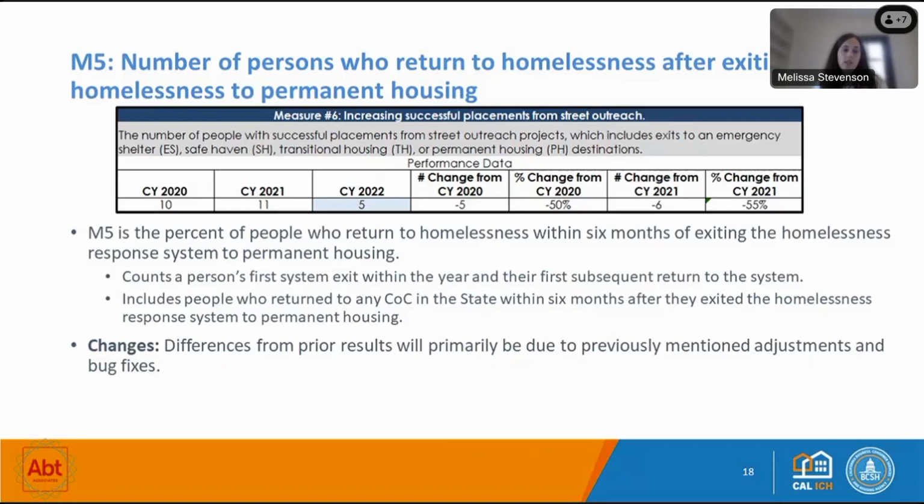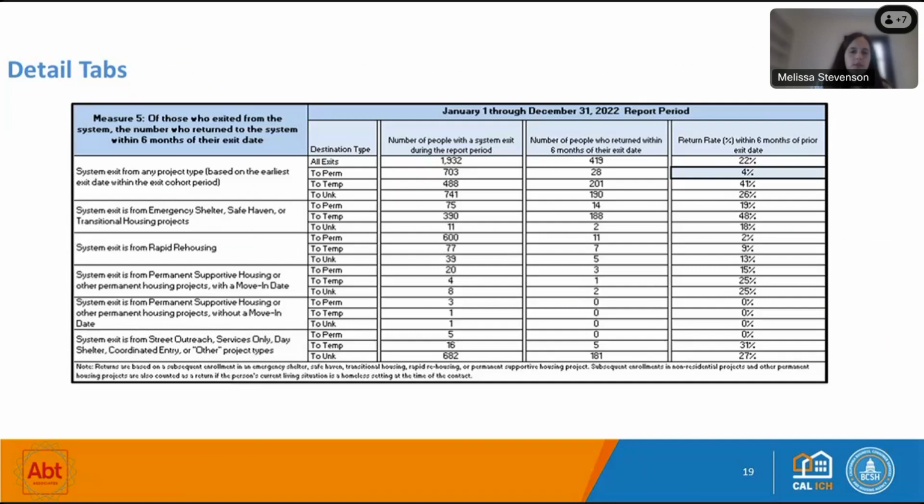One of the key improvements since the last version of the SPMs relates to those methodology changes. It's all related to the same changes that affect all the measures in some way. There's nothing specific about returns that was changed. So just refer back to those adjustments and those bug fixes, and that also might explain why you'll see some differences from your original data. I'll turn it over to Jules.